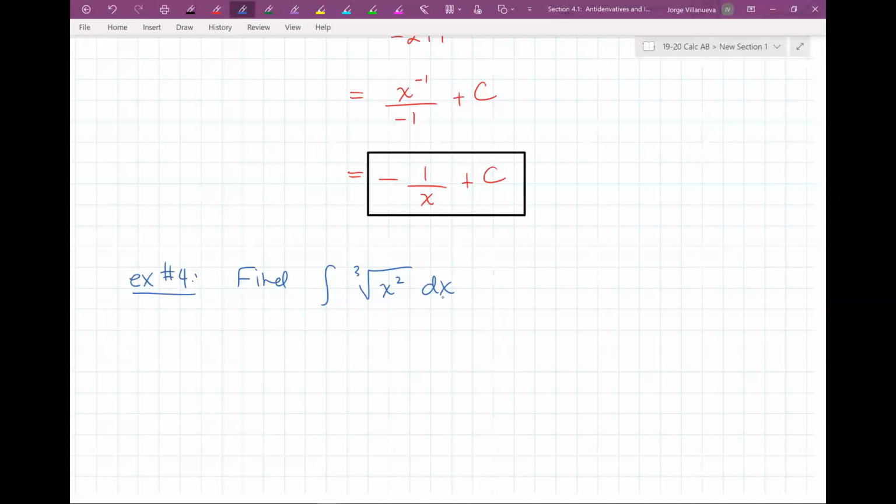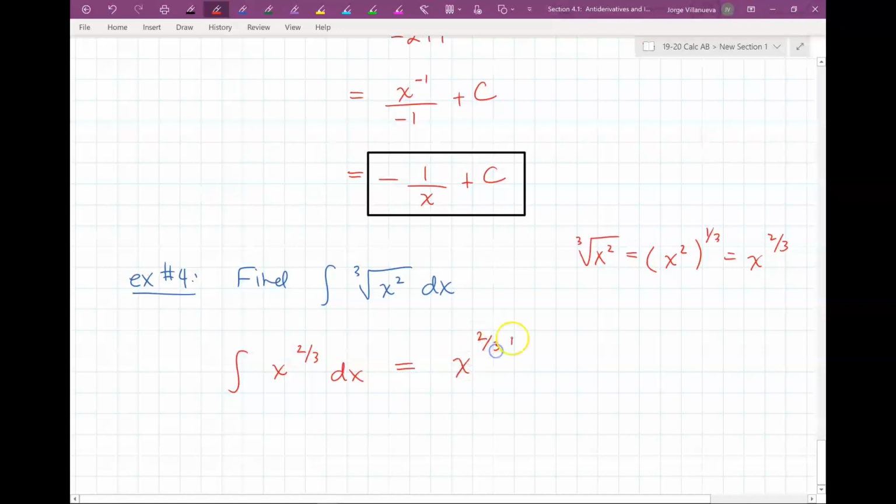So in this case, what you're going to have to do is rewrite it. So you're going to integrate x to the 2/3 dx. Because remember, the cubed root of x squared is the same as writing x squared to the 1/3 power, which is the same as writing x to the 2/3. So that's how I got x to the 2/3. Now, I'm going to go ahead and integrate that by using a power rule. So I'm going to do x to the 2/3 plus 1 over 2/3 plus 1 plus c.